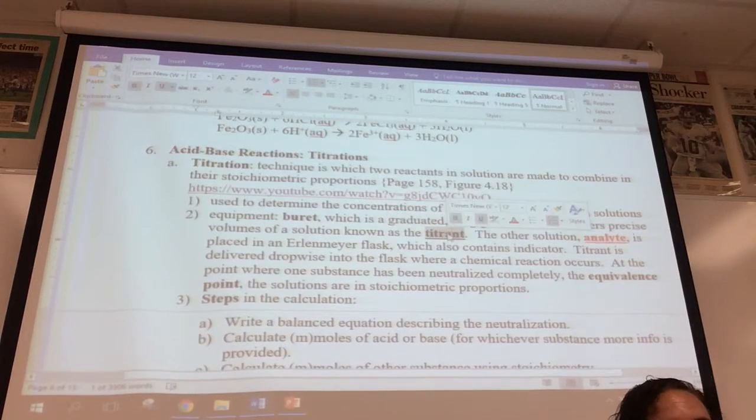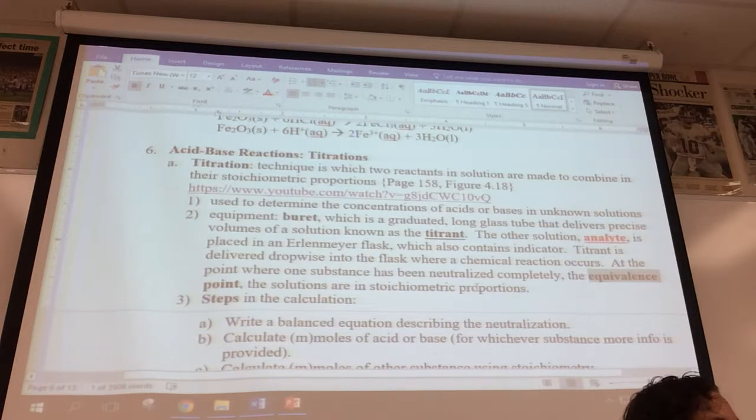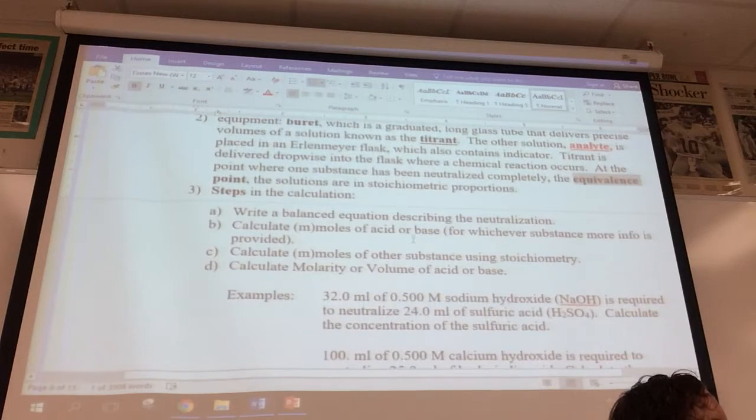The solution that goes into the burette is known as the titrant. The other solution in the flask or a beaker is the analyte. The equivalence point is when you have stoichiometric proportions of acid and base. The end point is the color change, and we'll go through that when we do the lab.